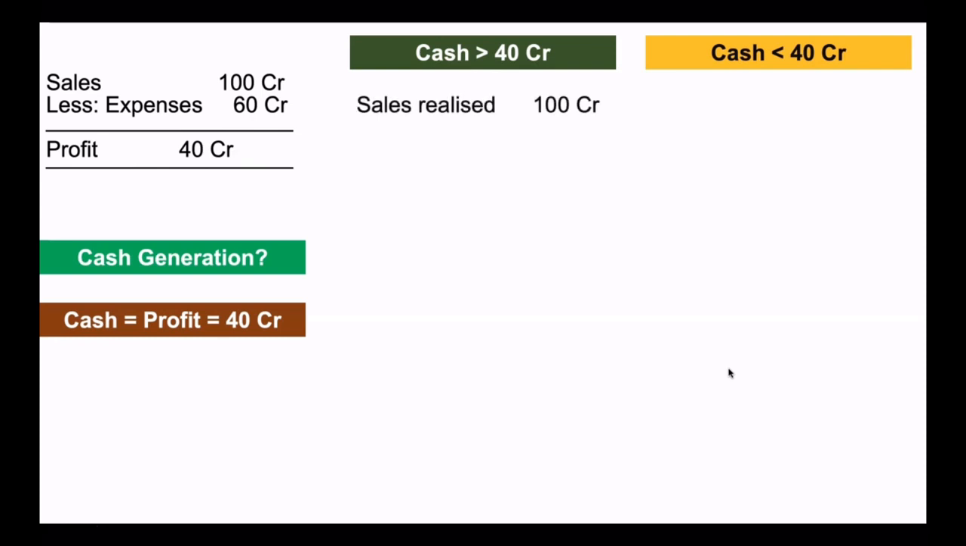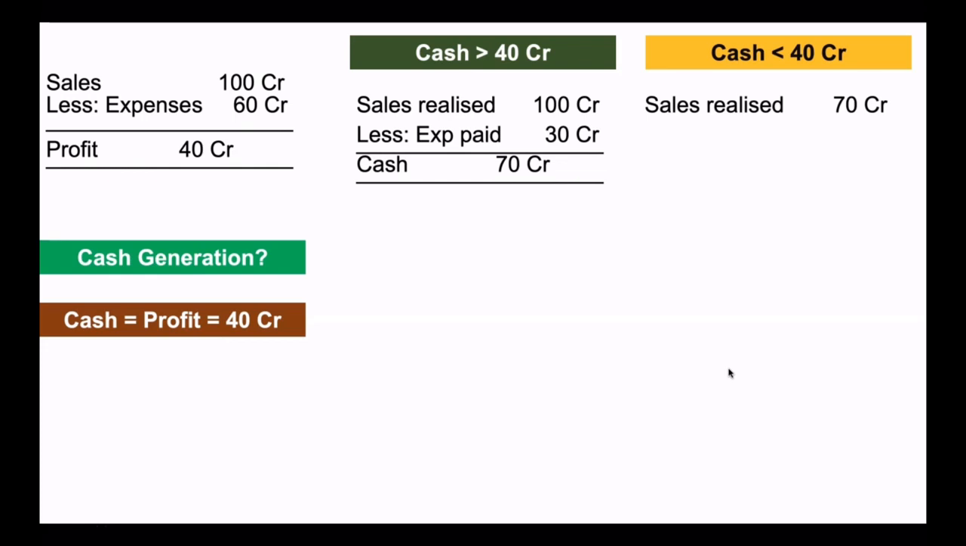It can be greater than 40 crore when you have realized the entire sales and you have paid only part of the expenses. So here you have cash as 70 crore. And it can be less than 40 crore when you have realized only part of the sales and you have paid full expenses, or most of the expenses. So you have realized only 70 crore but you have paid the entire 60 crore. So here your cash is only 10 crore, okay.